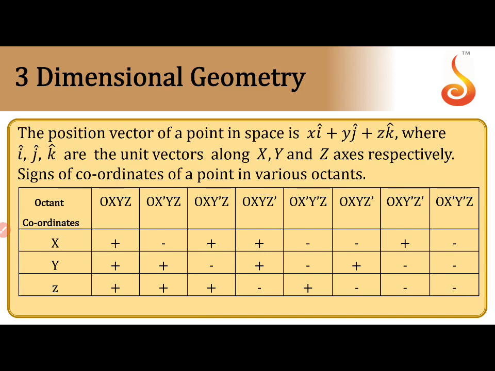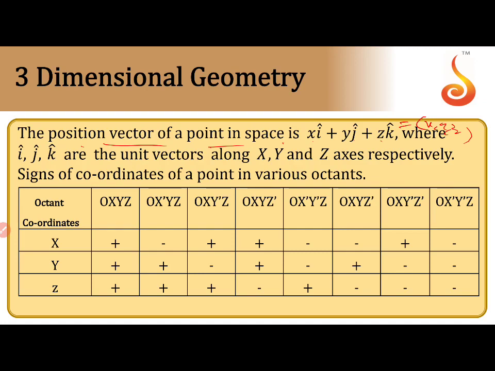In 3D geometry, this is three-dimensional space. That means there are x-axis, y-axis, z-axis. In different octants, what about the signs of point coordinates in the space? The position vector of a point in the space x, y, z, xi plus yj plus zk, is equal to x y z. So what are the signs of the point in the space in different octants?